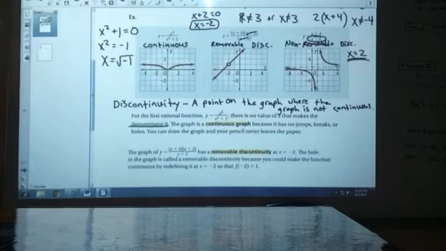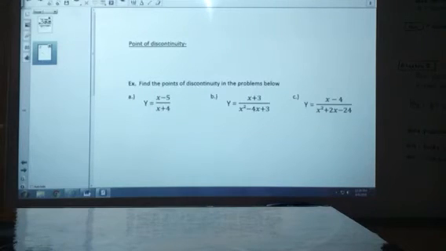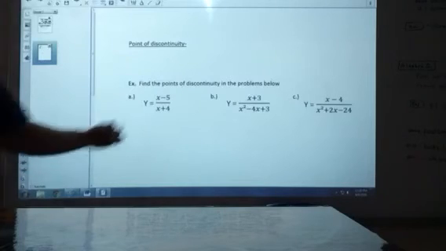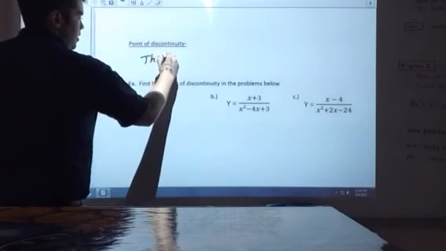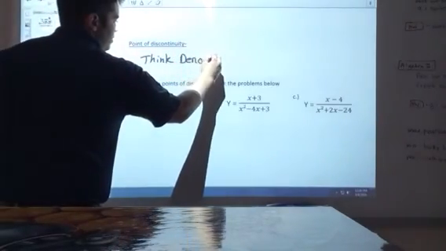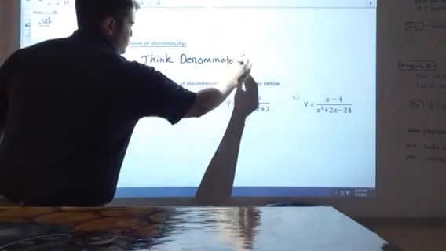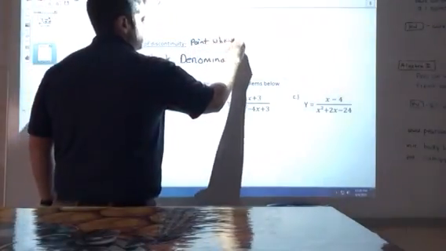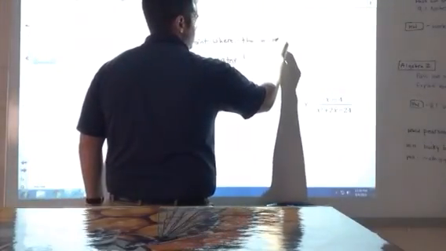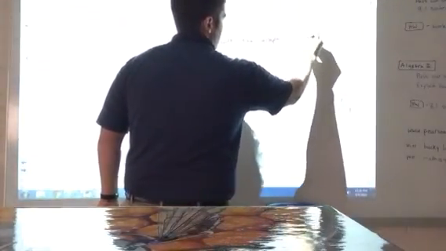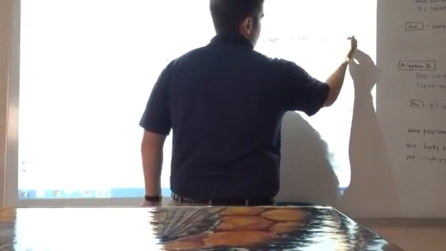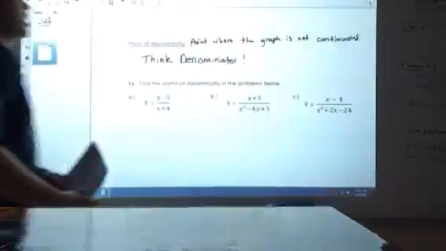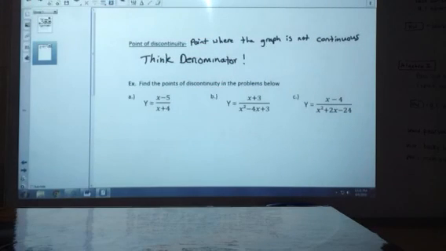All right, so continuous, removable discontinuity, non-removable discontinuity. Let's go to the next page. Point of discontinuity, we already kind of talked about that. That's just the point where the graph is not continuous anymore. And again, when we're looking for this, we must think denominator. So I guess I can say it's the point where the graph is not continuous. Always thinking denominator. Last thing here, we have a few examples.